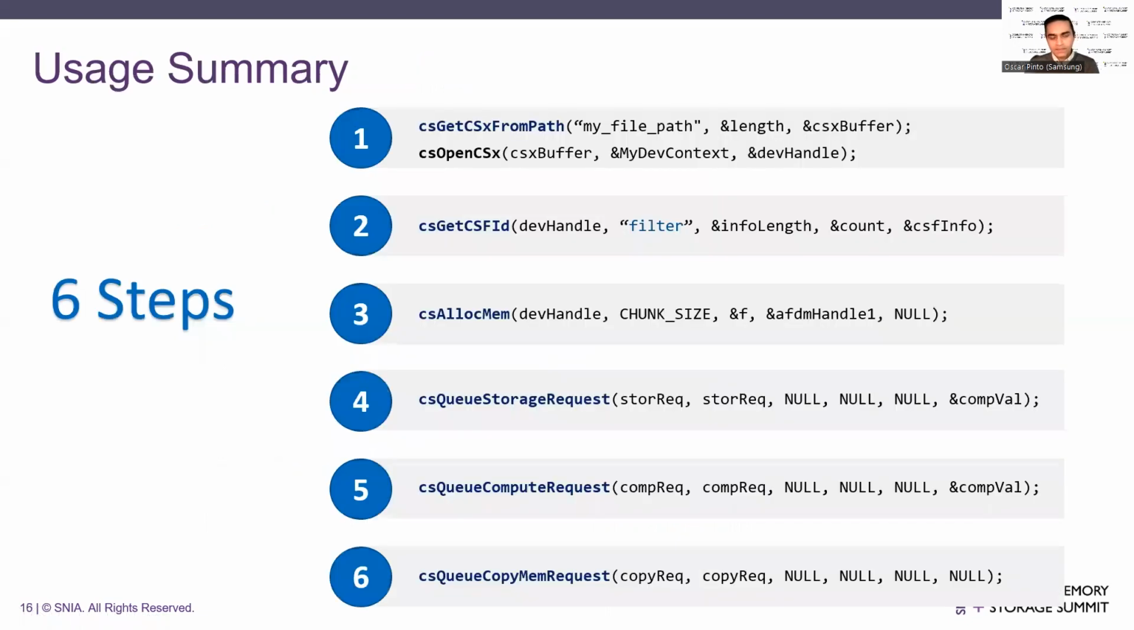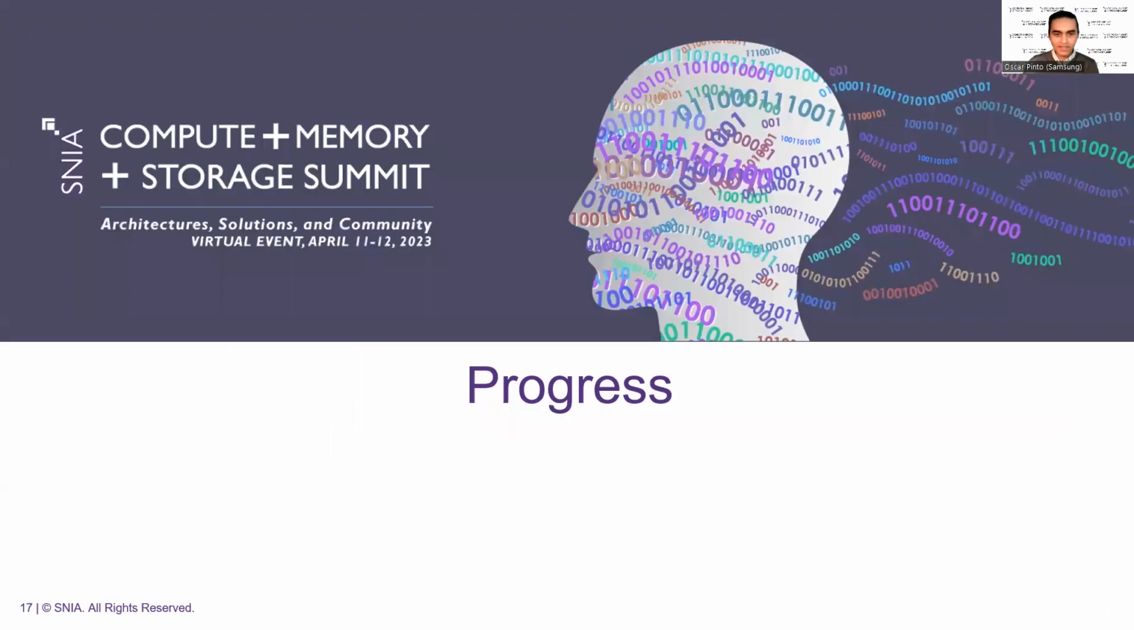So with that, we covered how to use computational storage APIs for non-privileged users. To summarize, we just need 6 steps, and those 6 steps are shown here now in API form. Here are all the APIs that you need to run computational storage using the SNIA CS API libraries. Again, you only need 6 steps. So with that, let's look at progress.